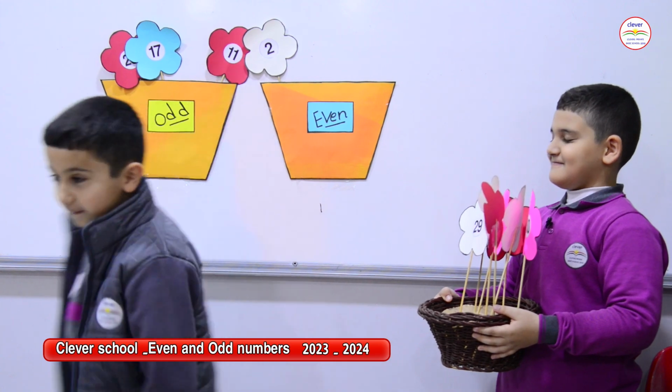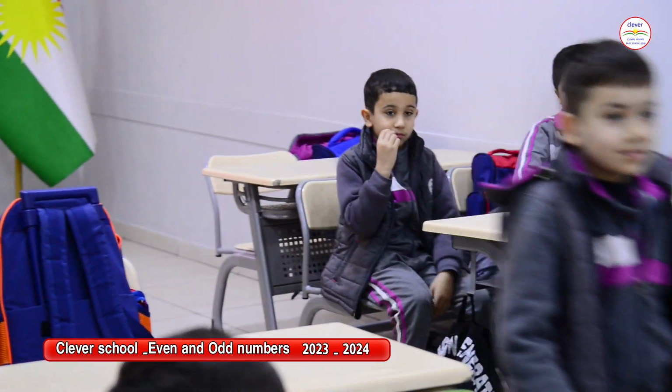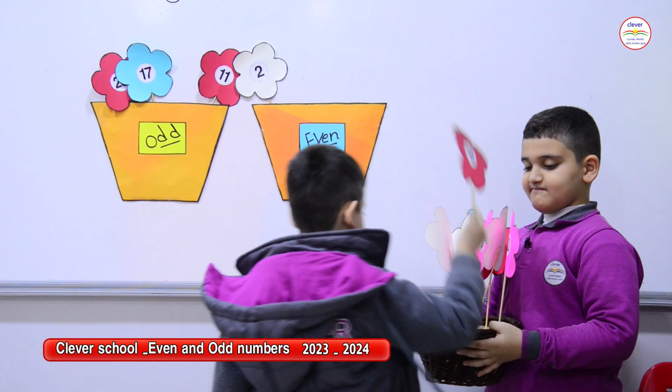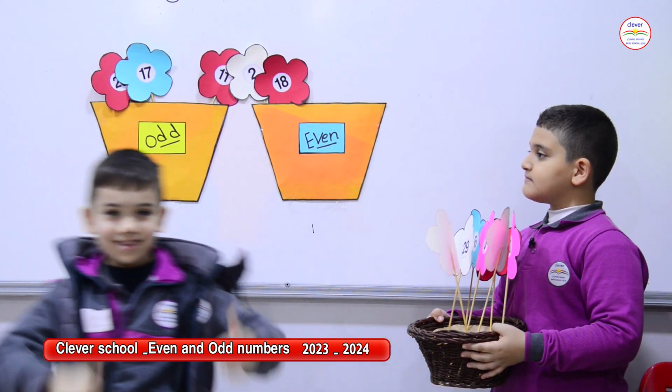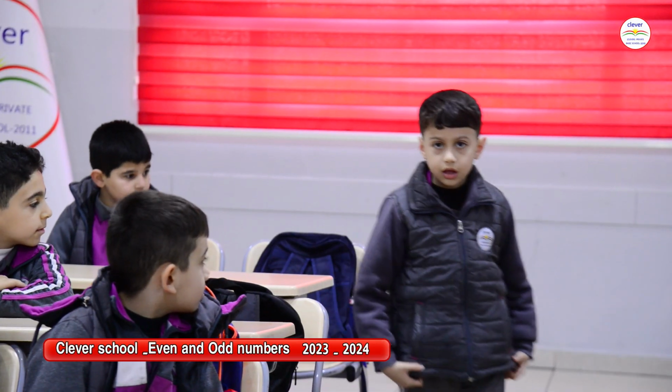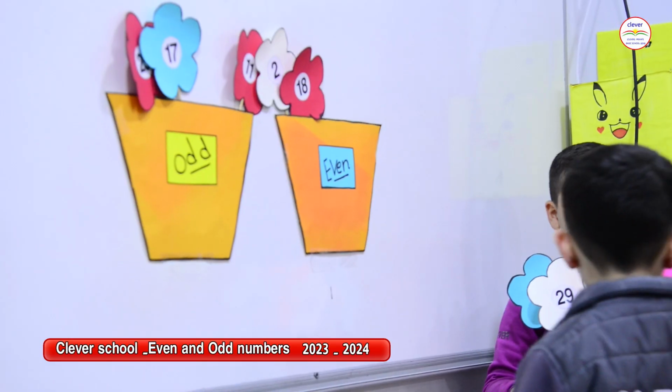I saw 4 hermit crabs and 6 tropical fish. Even numbers of crabs and fish I saw at the beach.